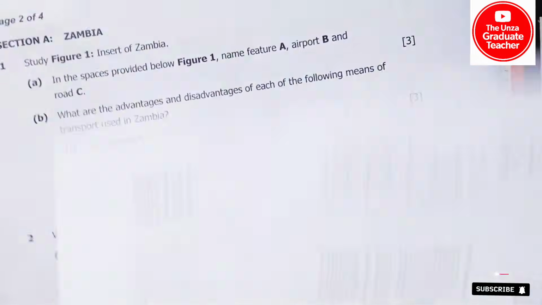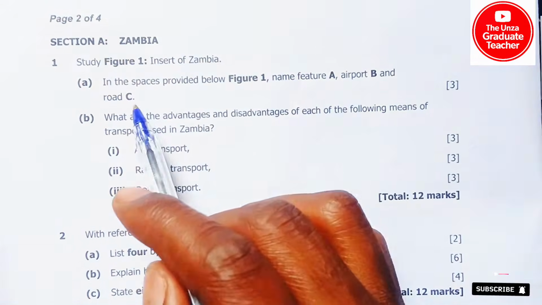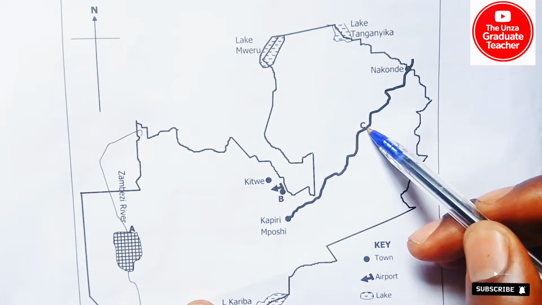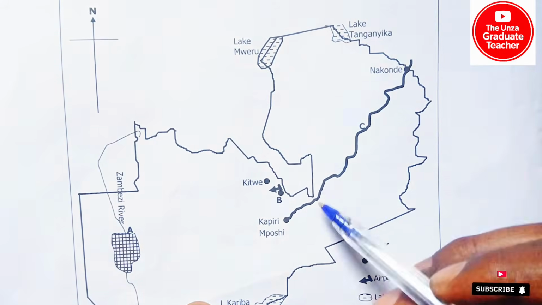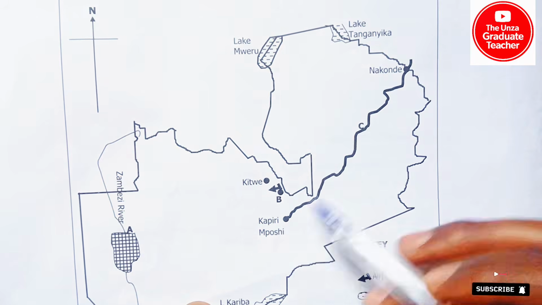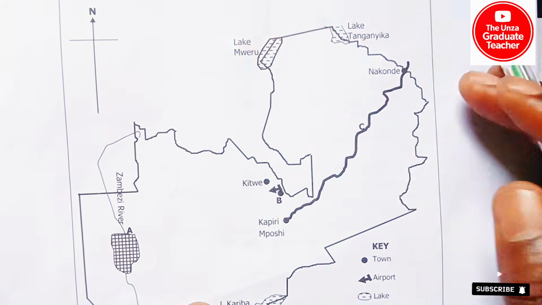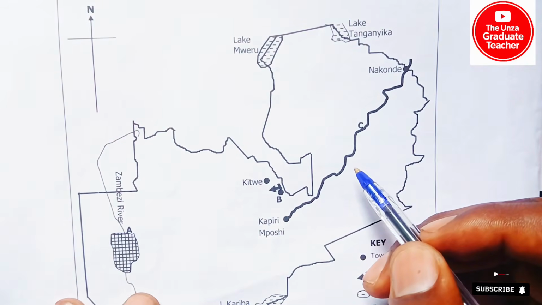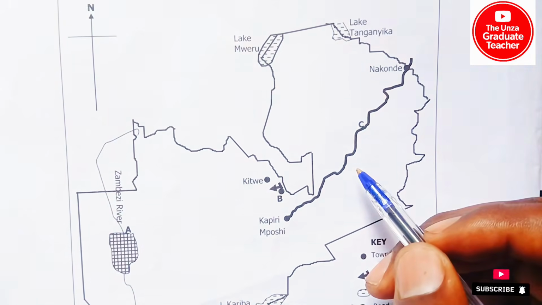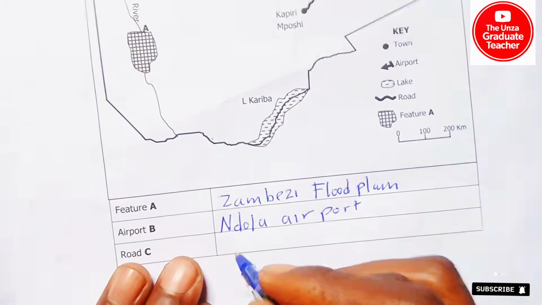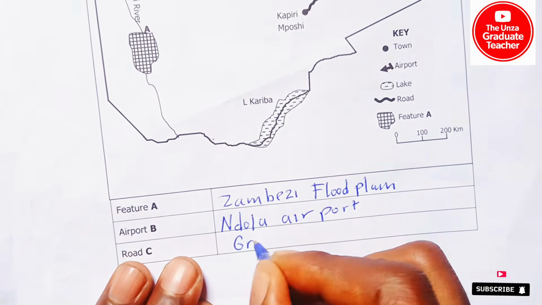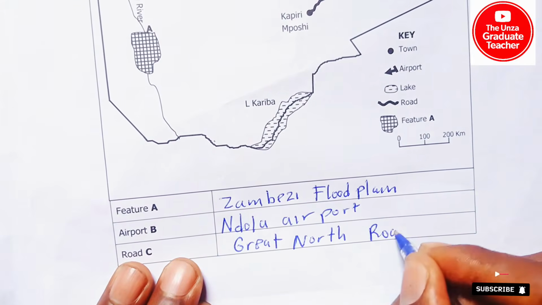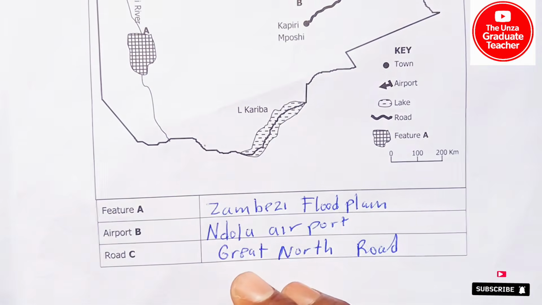Then the other question was saying name road C. This is the road which is here, road C. They never said a railway, but a road from Kapiri Mposhi to Nakonde. What road is this one? You can say this road is called the T2 road, or you can just say it is called the Great North Road. So you can say the road is called the Great North Road. That's the answer for this question.